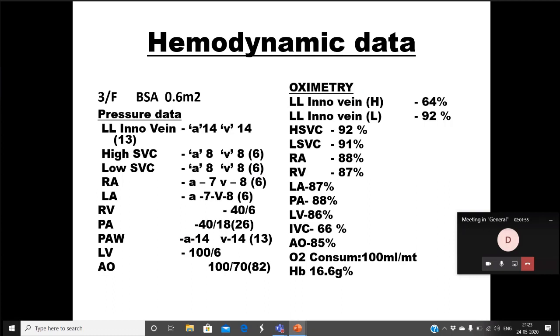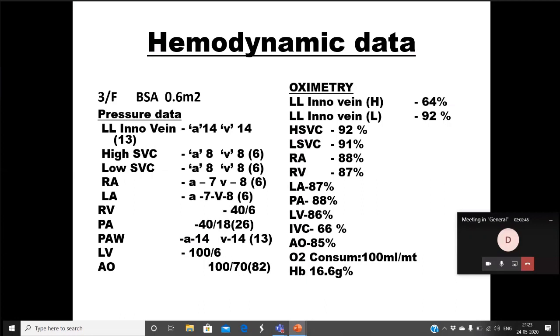RV pressures: systolic is 40 and diastolic is 6. RV systolic pressure is elevated. RA and RV diastolic pressures are normal, so there is no gradient across tricuspid valve. Very good, excellent, Deepti. PA pressures: systolic is 40, which is same as RV systolic pressure and which is elevated, and PA diastolic is 18, which is again elevated. Mean is 26. PA mean is elevated.